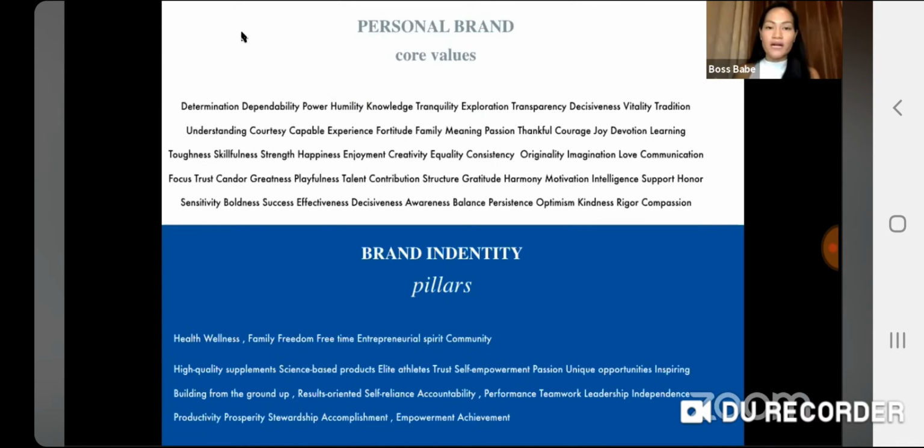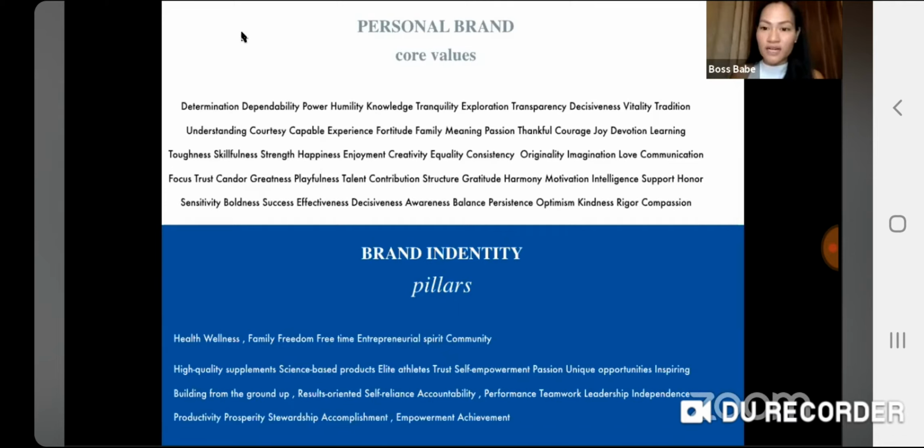So personal brand, in looking for your personal brand, here are the core values. So marami siyang words, but you just pick out like three. So right now, for my personal brand, I really want to choose resilience.